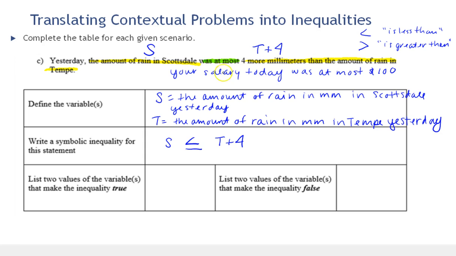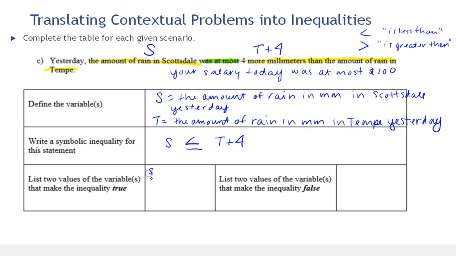Okay, so I know you have to be careful with these and you really should think about them, and we'll make our examples and test them to make sure it makes sense. Because I know most sounds like more, which sounds like greater. Those words seem to be connected, but it actually ends up being the reverse direction than you'd expect. It's is less than. Okay. So list two values of the variables that make the inequality true.